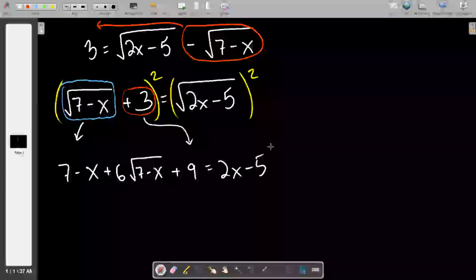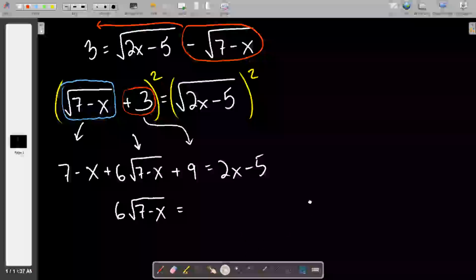And if we survive this step, then we understand now that our mission is to get the new radical by himself. That one radical will always survive the first attack, always. And so we got him and we're like, I see you right there, you thug. So we're going to move all the stuff that's not a radical to the other side. And so we're going to leave the 6 times the square root of 7 minus x over here.